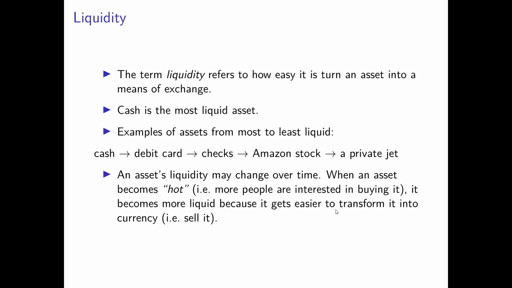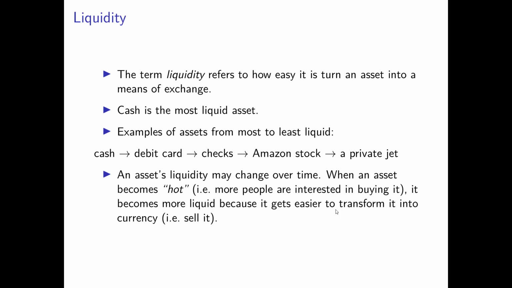Now, let's talk about the liquidity preference and the motives for holding money. Well, let's talk about the term liquidity first. Liquidity refers to how easy it is to turn an asset into cash. Cash is the most liquid asset. So basically, with cash, you can buy anything. But for other forms of money, or other assets in general, it doesn't have to be money, an asset is liquid if it can be easily turned into cash.